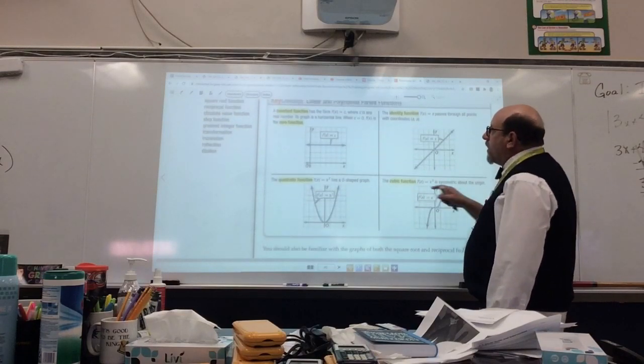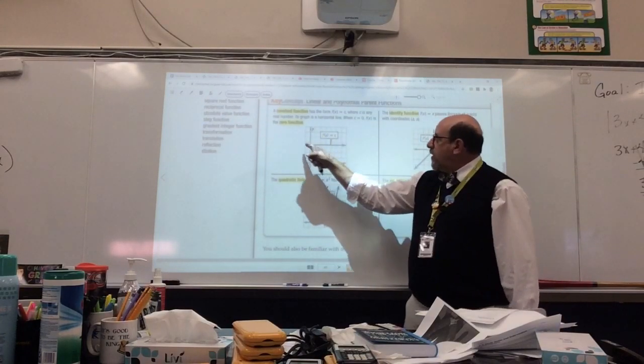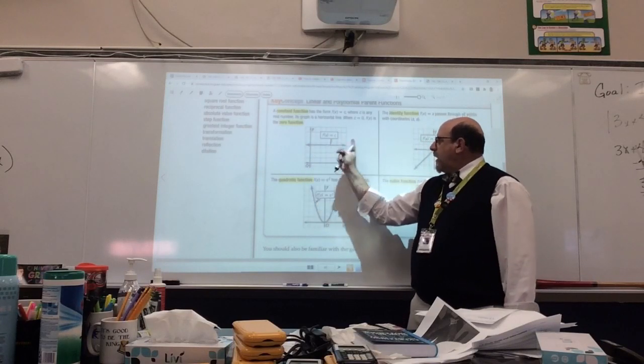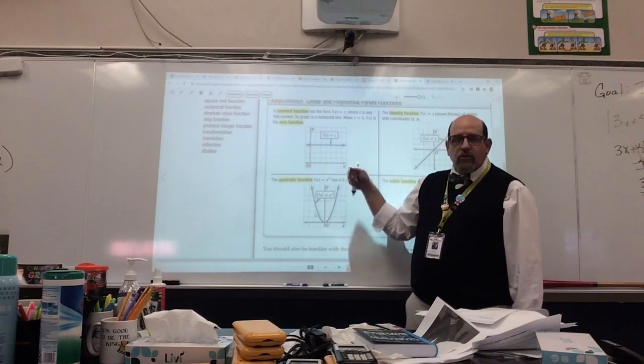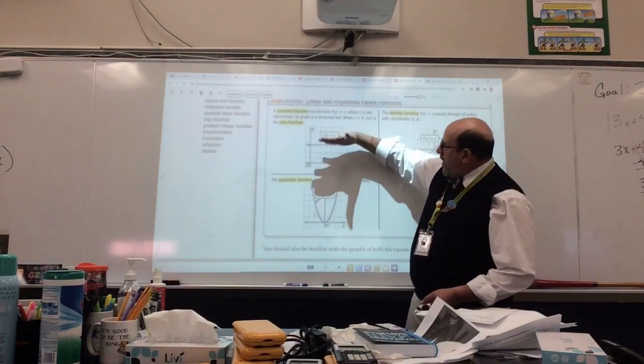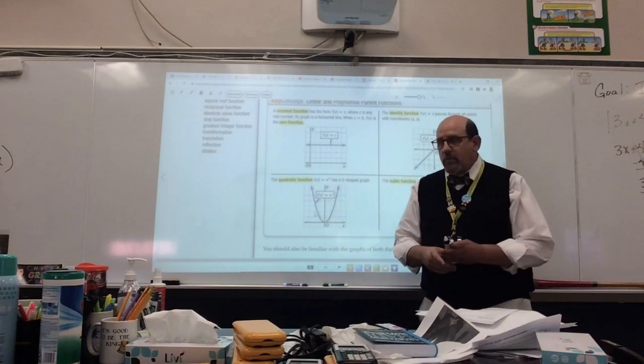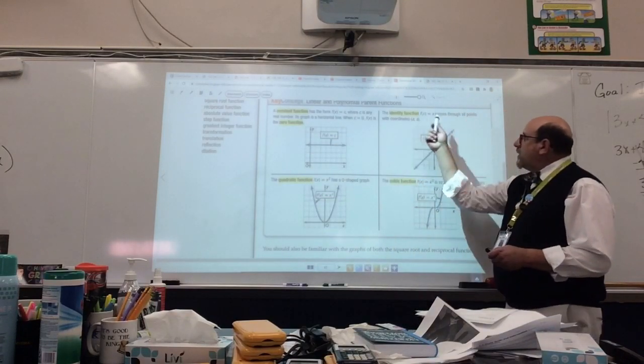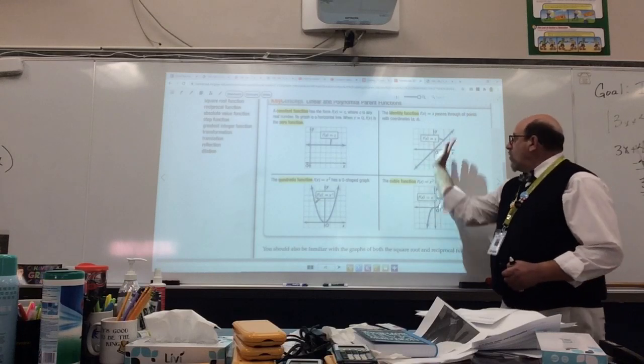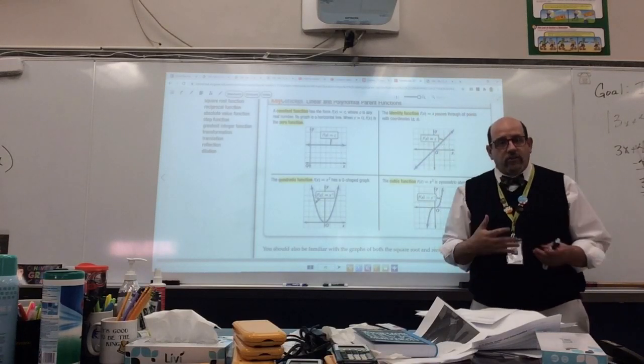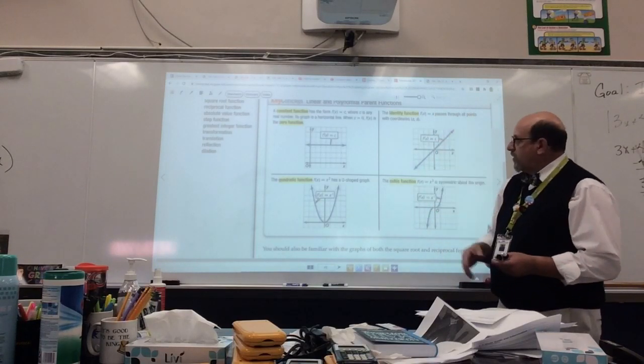All right. So we have the first one. It's a constant function. Y equals 3.5. That's what this one shows here. Just a horizontal line. We talked about it before. The second one, the identity function, or what we know of as a linear function. Okay, and that's what a linear function looks like.